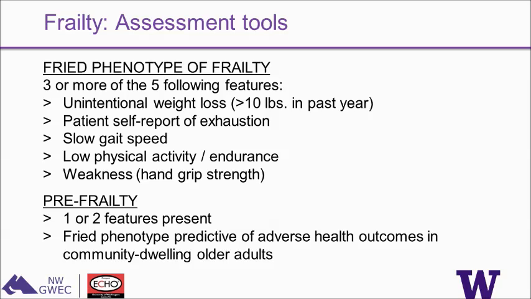An unintentional weight loss of 10 pounds or more in the past year, the patient's self-report of feeling exhausted or tired, a slow gait or walking speed, low physical activity or endurance, and weakness, which in this study was measured by hand grip measurements. A pre-frail state was defined as meeting 1 or 2 of those features. And this phenotype was predictive of adverse health outcomes in this community-dwelling older adult population.